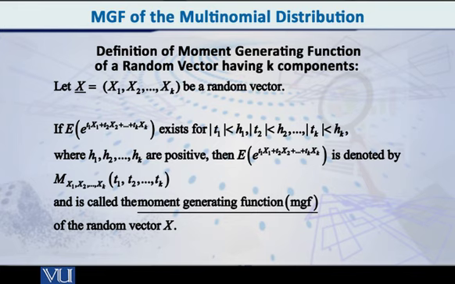quantities, then, my dear students, this expected value, this very same expected value, is called the moment generating function of that random vector. So we can denote it by capital M, and then we have a bracket, and in the bracket we write t1, t2, so on up to tk, and also we have a subscript immediately after M where we are writing x1, x2, so on up to xk.